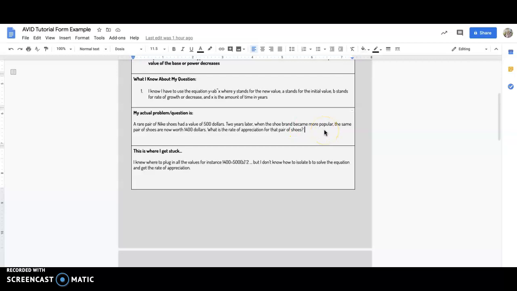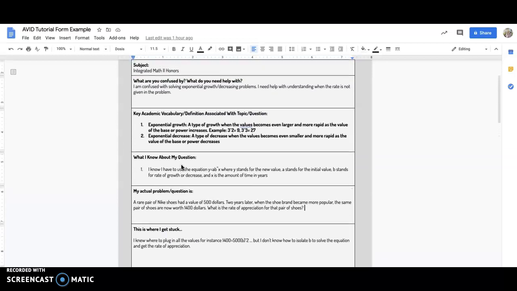Maybe yours will be like an equation. You will write the equation that you're having a hard time solving. And then this is where I got stuck. He says, I knew where to plug in all the values, but I don't know how to isolate B to solve the equation and get the rate of appreciation. So again, very, very detailed.